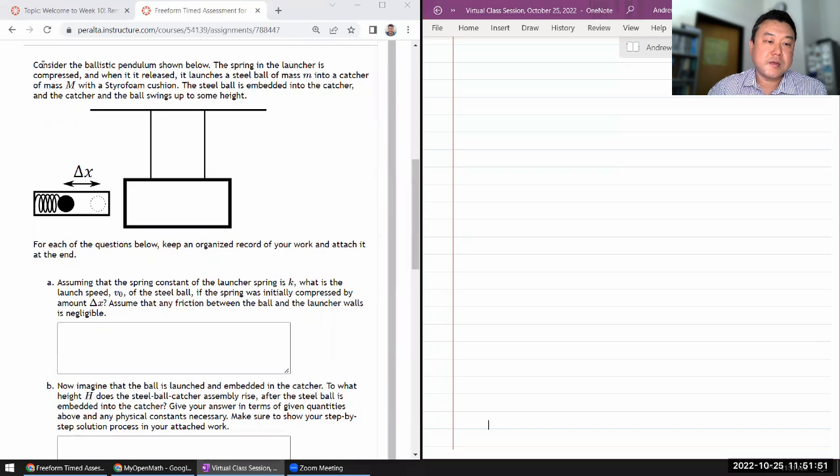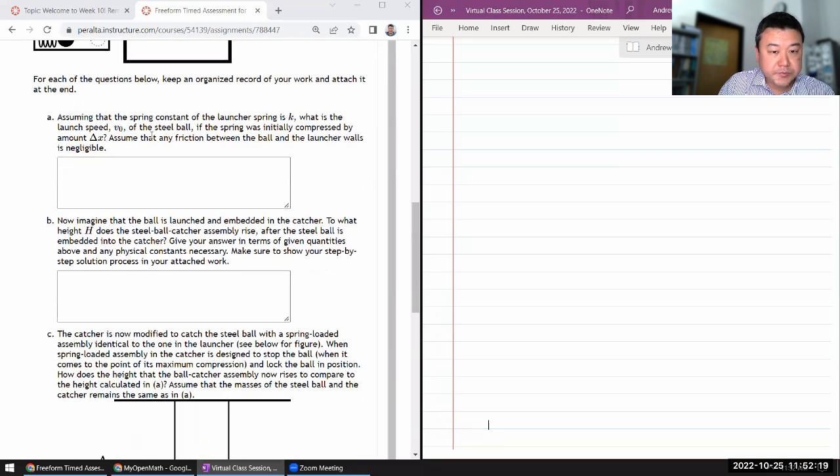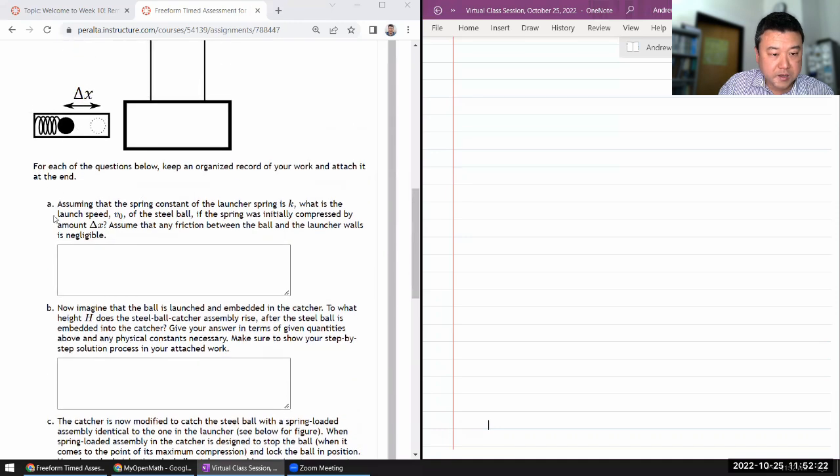Okay, so it says consider the ballistic pendulum shown below. The spring in the launcher is compressed, and when it is released, the launcher is stable. Oh, this is the lab that you are doing this week. I think we did the conservation of energy lab. The steel ball is embedded into the catcher, and the catcher is applied. Assuming that the spring constant of the launcher is k, what is the launch speed v naught of the steel ball?